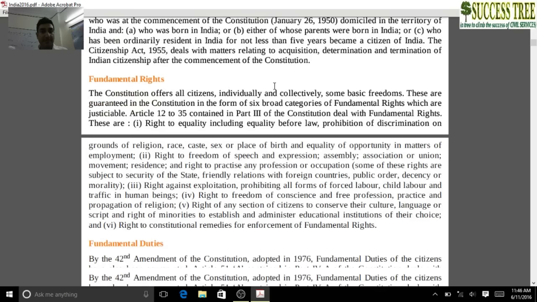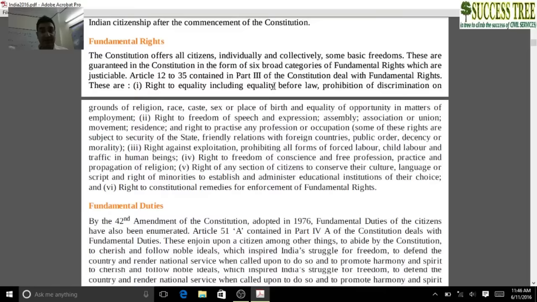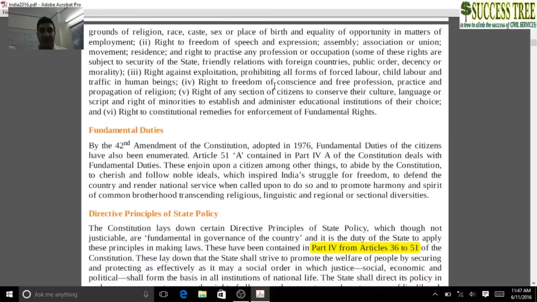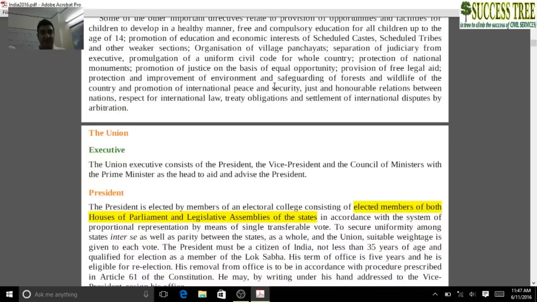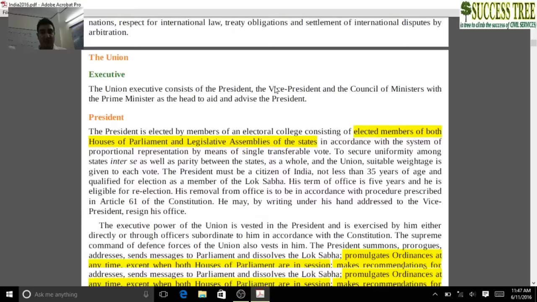I don't remember all the questions that had come earlier, but once I read the whole chapter, I found it's very much important. Many questions can come, more than 5-6 questions can come up from this chapter alone. So read all of these, no need to leave anything. If I need to leave anything, I will let you know. Keep on moving forward. Come to President.